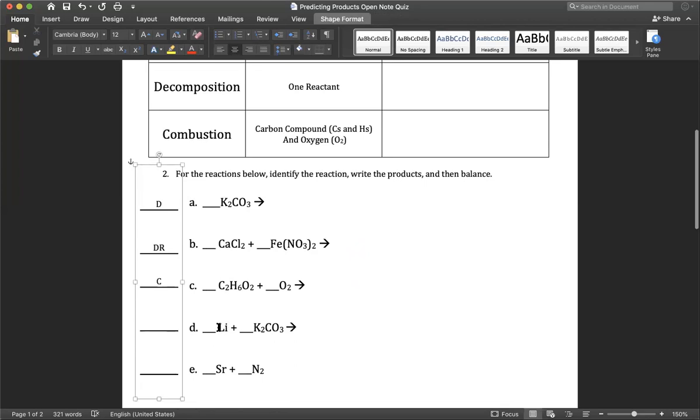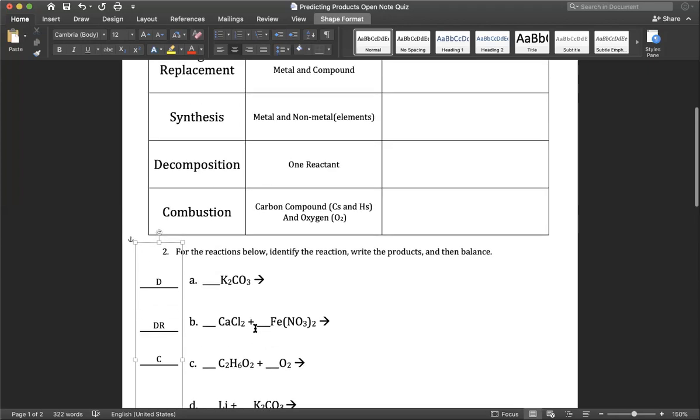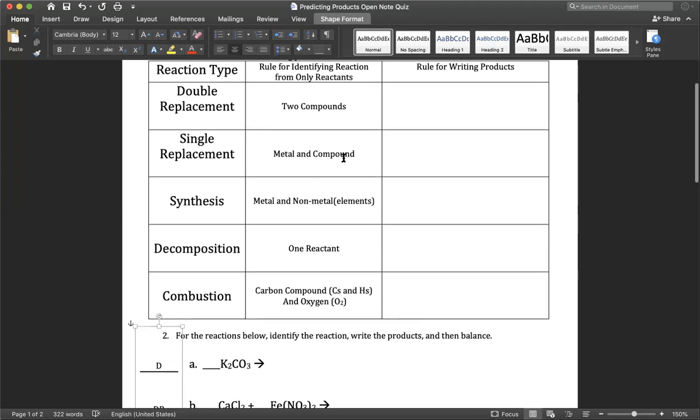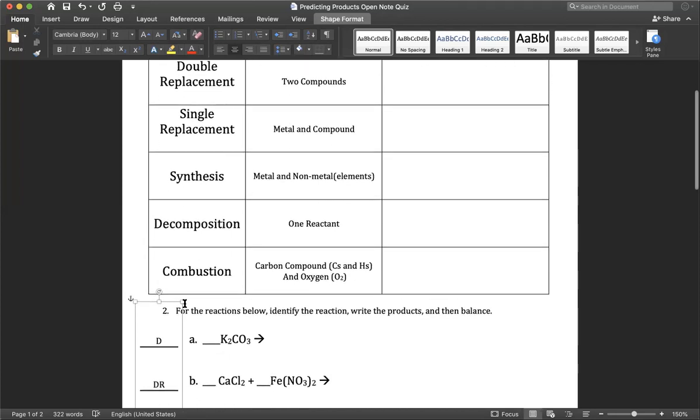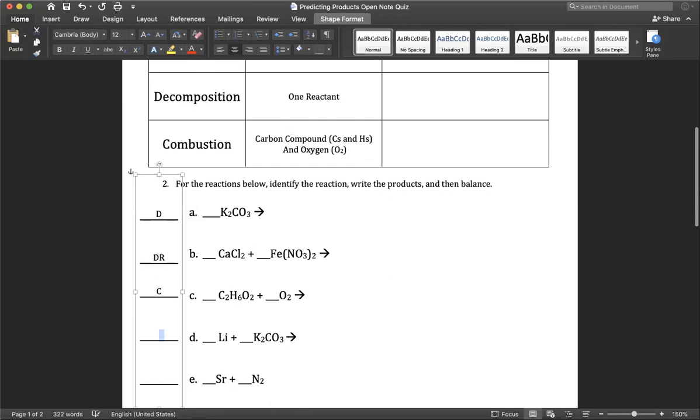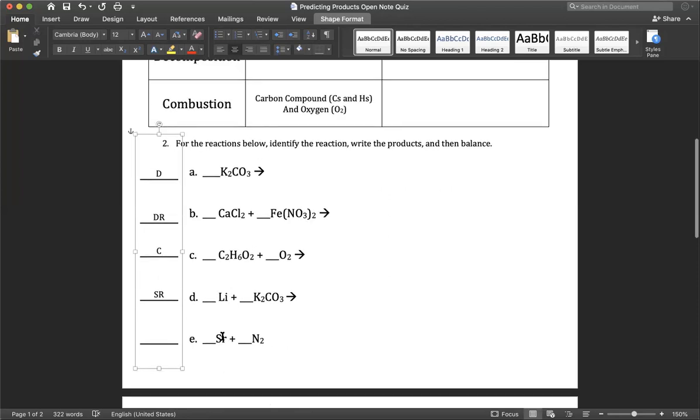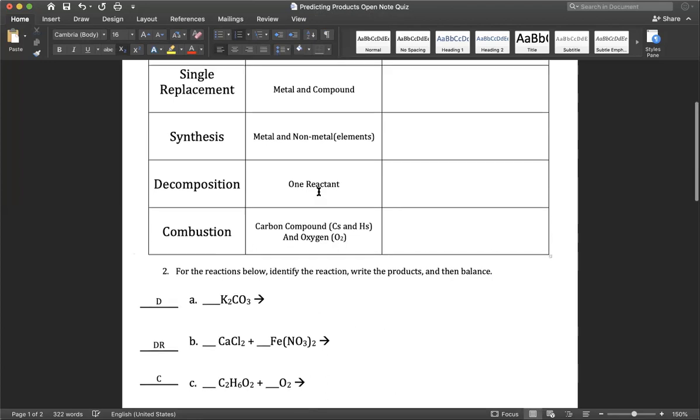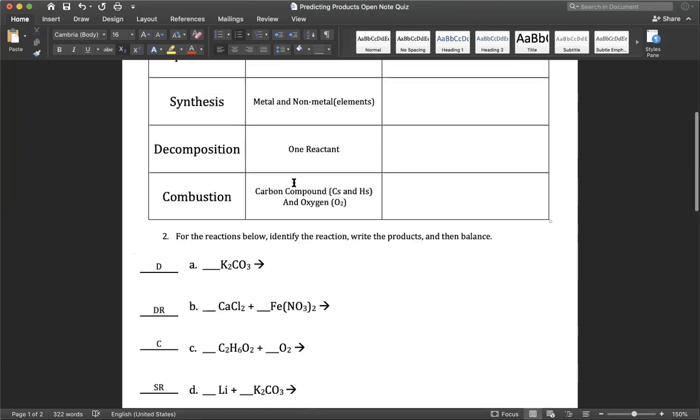The question is, what is lithium? It's a metal. And then what's that? A compound? Yep, so it's a metal and a compound, so that's single replacement. And then lastly, I have Sr, which is a metal, and N, which is a non-metal. So I have 2 elements, which are then giving me a synthesis reaction.